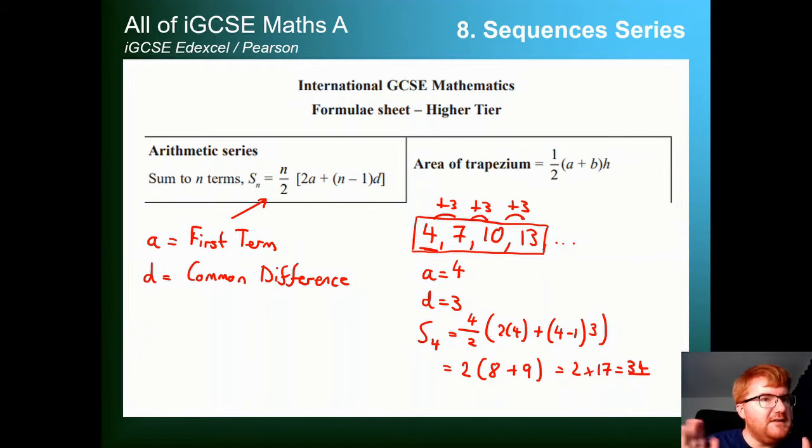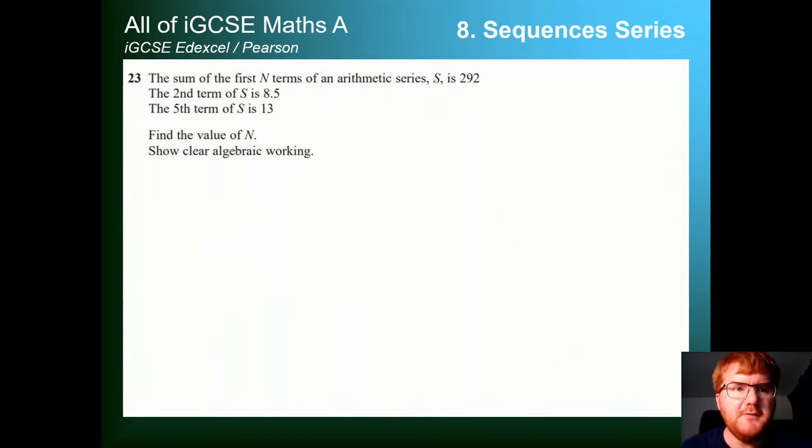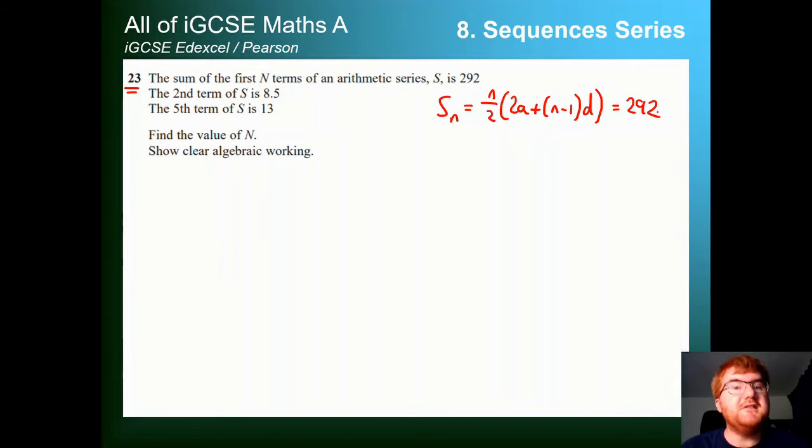Now I'm going to go through 2 quite difficult questions. One is right at the end of a paper 1, so you can see this kind of thing in action. But a little bit of pre-teaching I think is worth it here, just before we look at some questions. So this is question 23, so the second to last in this case. The sum of the first n terms of an arithmetic series, S, is equal to 292. So what they're saying here is that Sn, and we don't know what n is in this case, is equal to n over 2, in that formula we just saw on the formula sheet. And we're told that this whole thing is equal to 292. So keep that in mind.